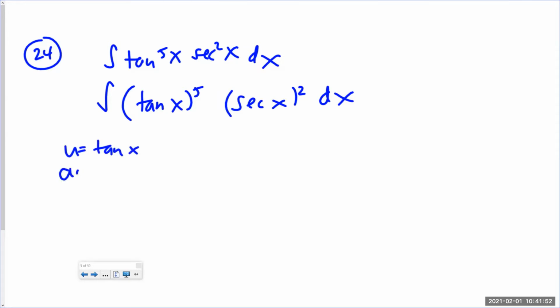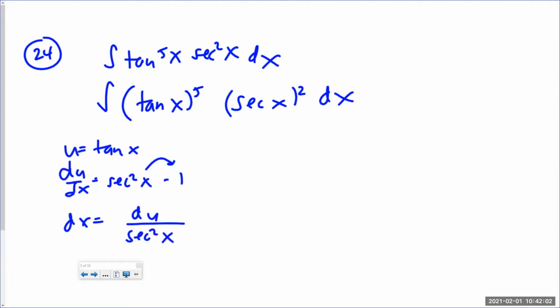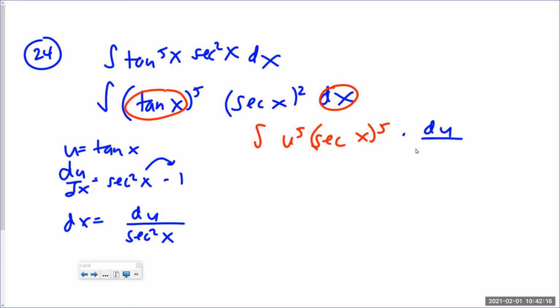That means the derivative is equal to secant squared x times 1, right? The derivative of x is 1. So dx is equal to du over secant squared x. All right, I'm going to replace two things. I'm going to replace my tangent x and my dx. So what I do is I rewrite everything except for what I've circled. When I circled it, then I'm actually going to replace it with either u or my dx right there, okay?